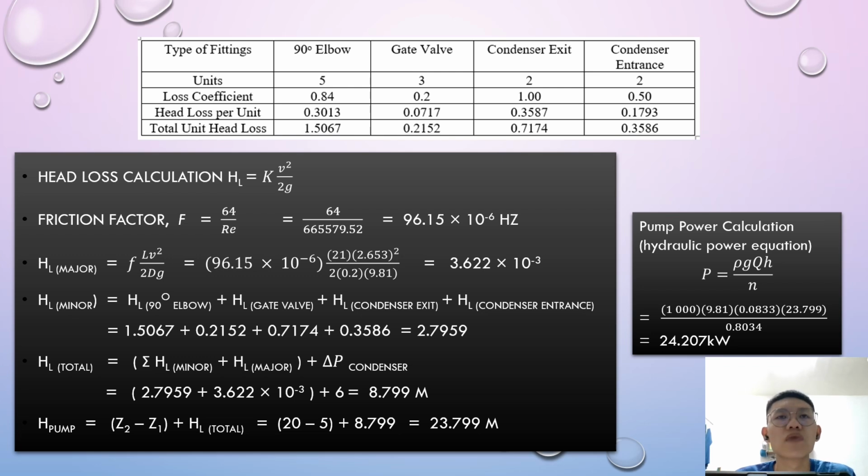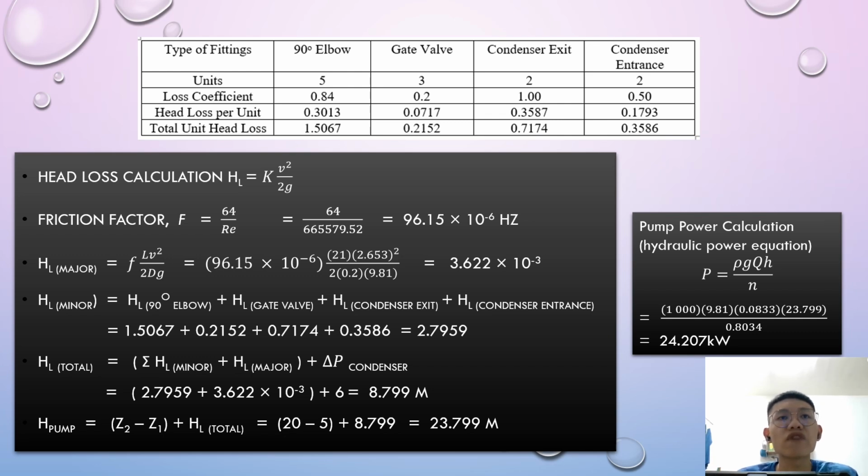So we substitute all the values into the head loss calculation. V will be 2.653, and g will be 9.81. So we will get the head loss per unit: at the 90 degree elbow will be 0.3013, the gate valve will be 0.0717, the condenser exit will be 0.357, and the condenser entrance will be 0.1793.